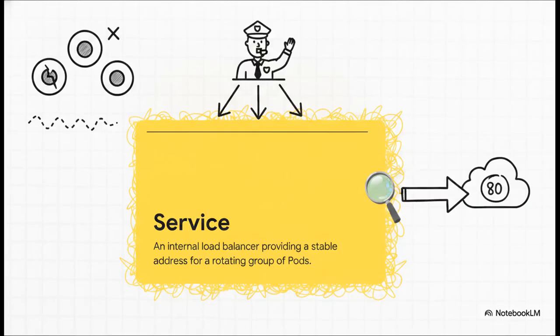Now, because those pods can crash and be replaced basically at any moment, their individual IP addresses are totally ephemeral. They are constantly rotating. And that right there is exactly why we need a service. The service acts like an internal traffic cop or a load balancer. It gives us a single, completely stable network address on port 80. So even if a pod dies and gets recreated behind the scenes, internal traffic still reliably finds the application without missing a single beat.